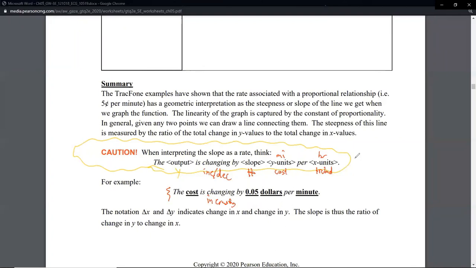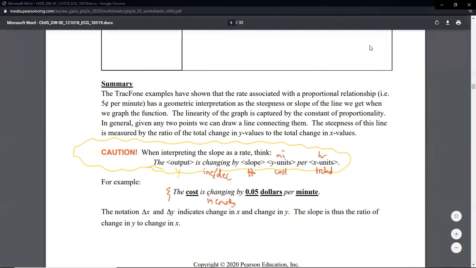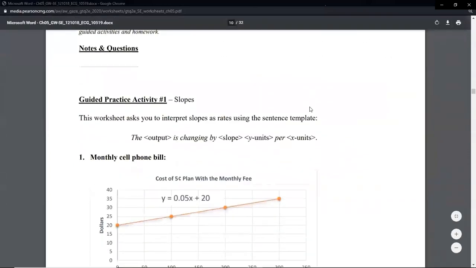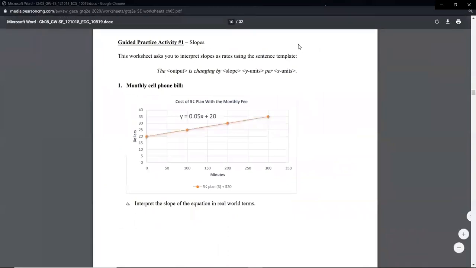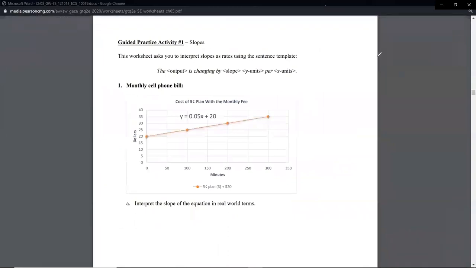Okay, so let's try it out. Oops. Back on annotate, clear, off, scroll. This worksheet asks you to interpret slopes as rates of change using the sentence template as we already described previously. So the output, the Y, whatever that is changing by, or is increasing by, or is decreasing by. Write the number for the slope, then the ratio of those two units. But it has to be the output to the input units.